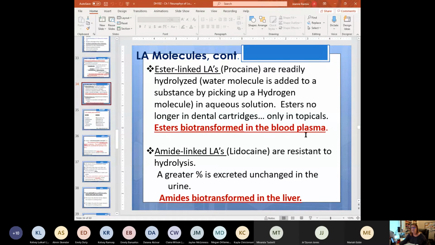You need to know that esters are biotransformed in the blood. Biotransformed means the same as hydrolyzed, means the same as broken down. There are technically some differences, but for our purposes, all those words mean it's breaking down somewhere. And esters break down in the blood. If it's an amide linked local anesthetic, it's going to break down in the liver. There's a greater percentage of the amide local anesthetic that is unchanged in the urine. It doesn't really biotransform anywhere, it just releases out of the body unchanged in the urine. But the part that is changed is broken down in the liver. So it's EB: esters break down in blood, plasma, or blood plasma. Any one of those would be correct. Amides break down in the liver, so I say AL.